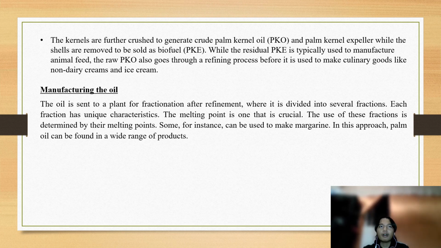For manufacturing, the oil is then sent to the plant for fractionation after refinement, where it's divided into several fractions. Each fraction has unique characteristics, and the melting point is one that is crucial. The use of the fraction is determined by its melting point. Some, for instance, can be used to make margarine and cooking oil. In this approach, palm oil can be found in a wide range of products.